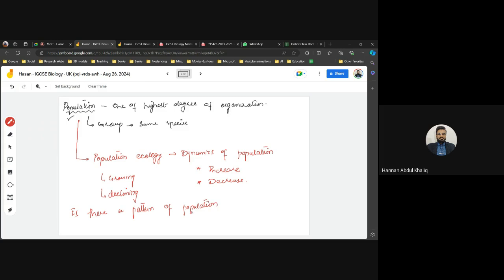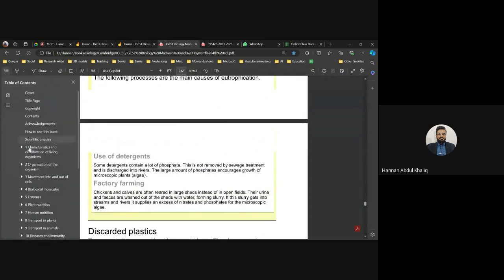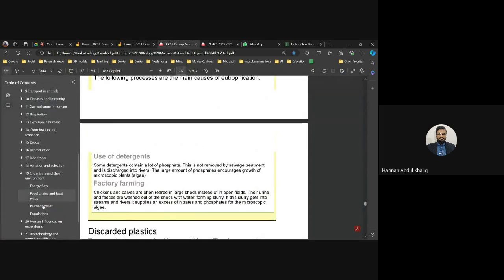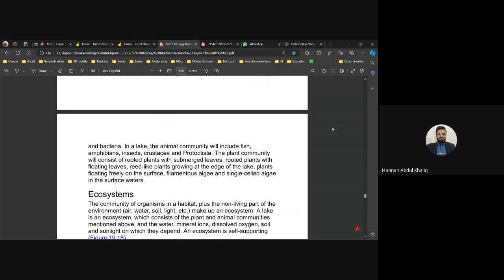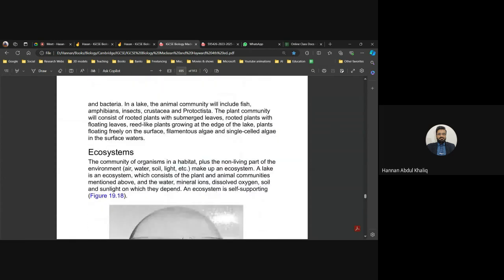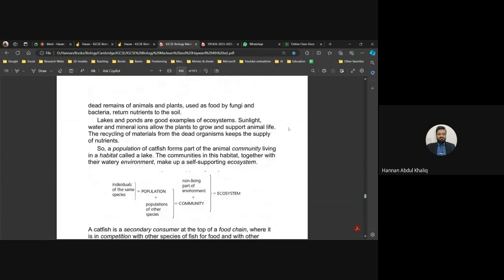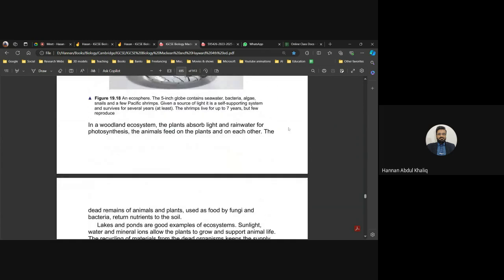Remember that we are not going to get into very much detail of everything, but we'll touch almost everything here. Going to the book, we are about to see populations. I have already told you that an ecosystem is because of the community. Community means you have different types of organisms. So ecosystem is because of community, not only because of the population. So moving on, we have different factors that can increase or decrease a population.